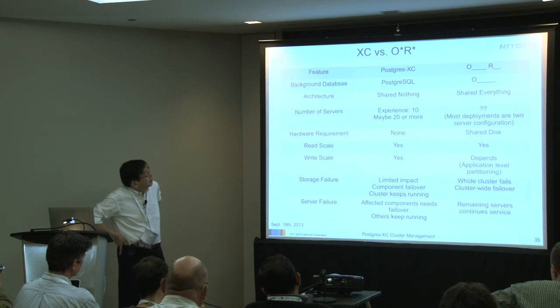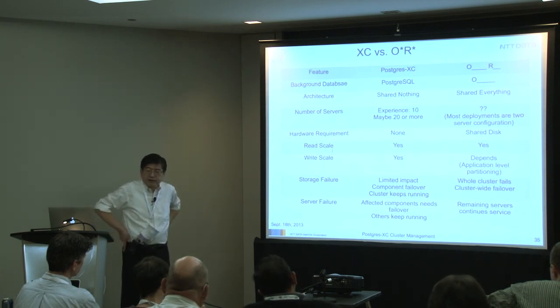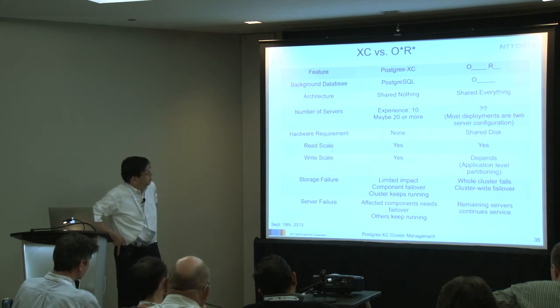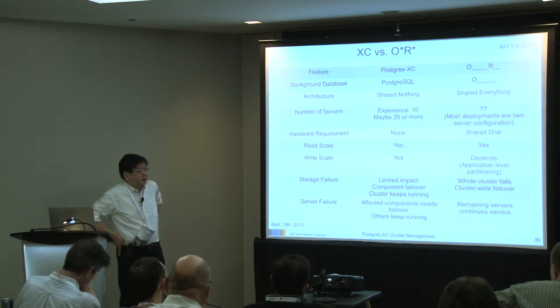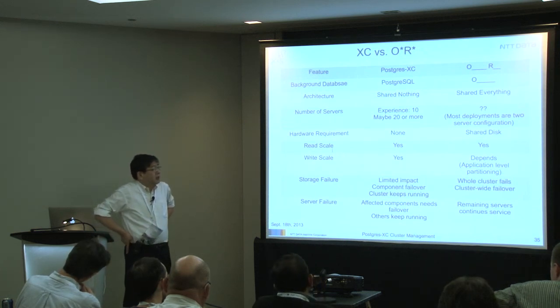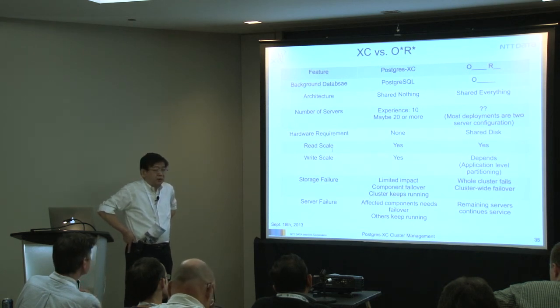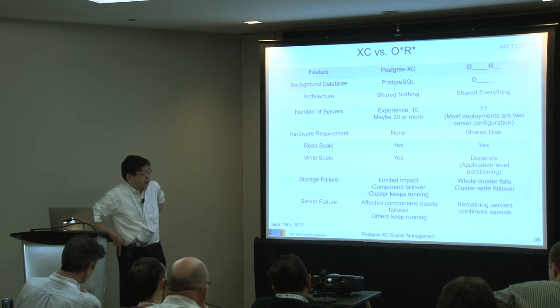And hardware requirements. Because XC is shared nothing, we don't have any specific hardware requirement. The other one requires shared disk. Read scale, yes. Write scale, yes. And for the other one, it depends. The most common way is application-level partitioning, which avoids the cache invalidation protocol, and is the key to scaling out the other one.